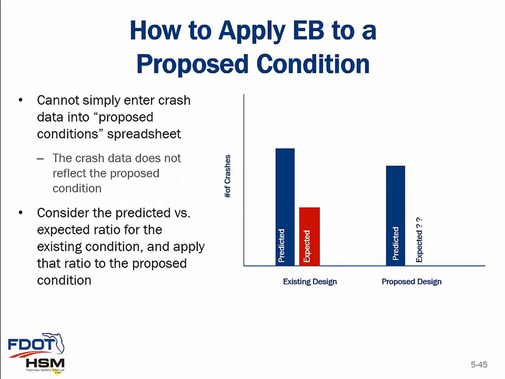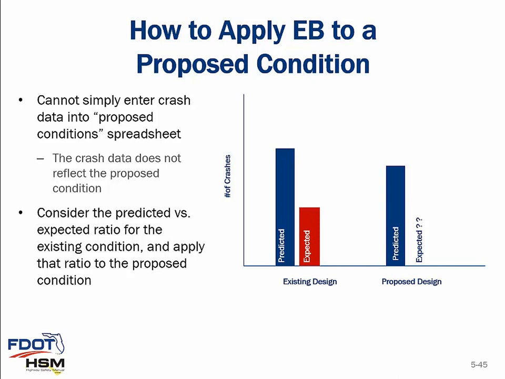To best illustrate this, we like to use a graph. So we can't simply enter the data into the site location like we did before because it's not valid. We don't have observed crash data for here. So we're going through a bit of a ratio perspective. And if you look at this graph, you can see for the existing design, we had a predicted crash of about 16. We had an expected value of about 8.